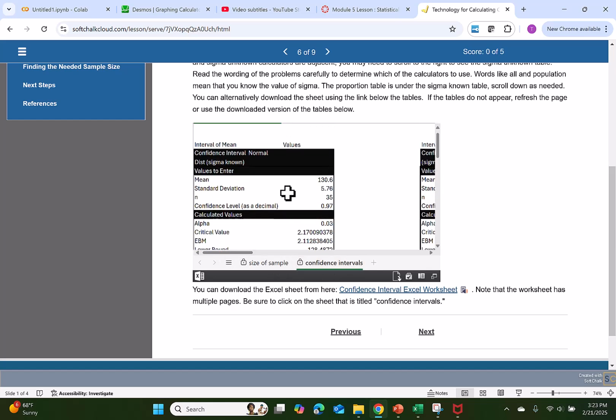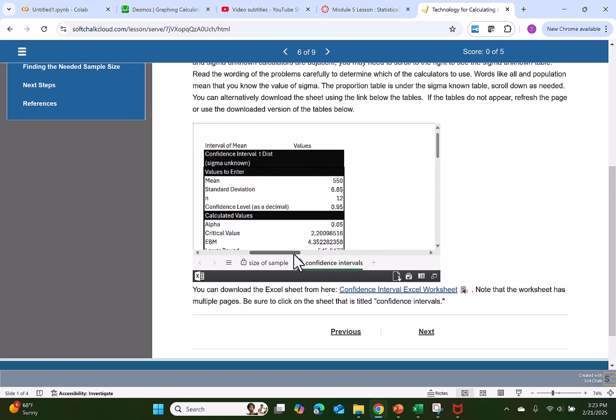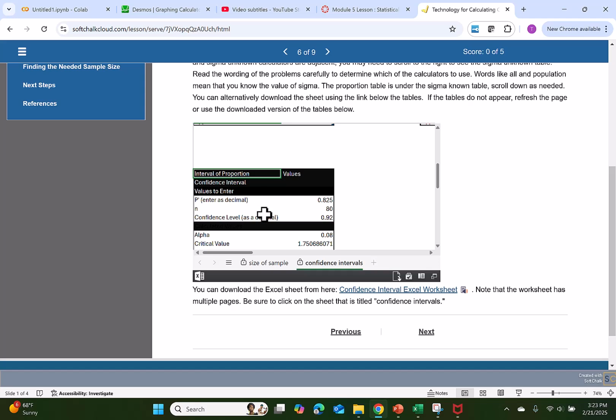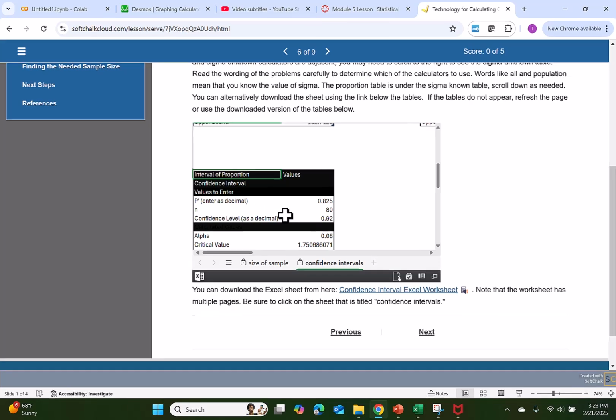Inside the sheet, you'll see there are multiple calculators. There's a confidence interval for a normal distribution where sigma is known. Beside it, there's a confidence interval for a t-distribution when sigma is unknown. And below it, there's an interval for a proportion. We'll look at each of them in our videos.